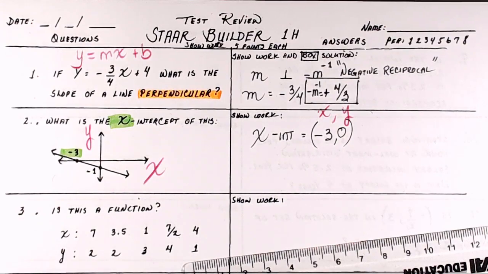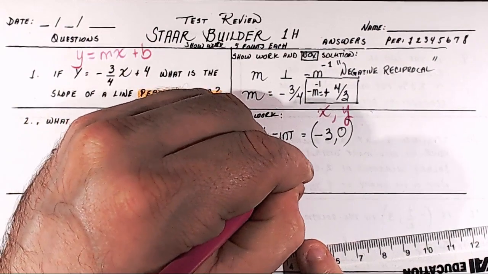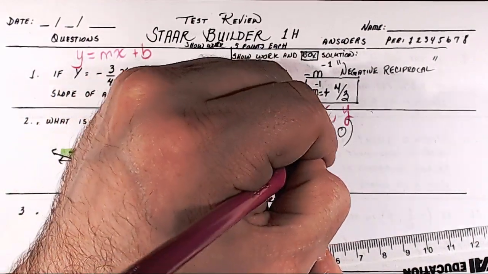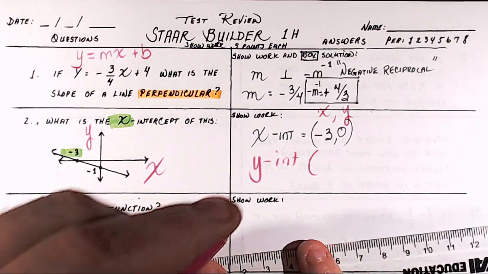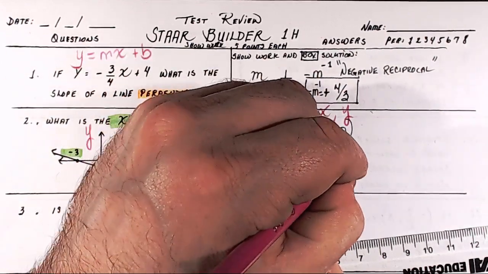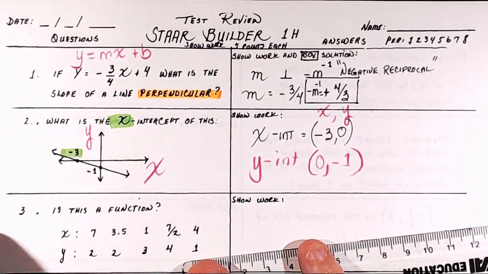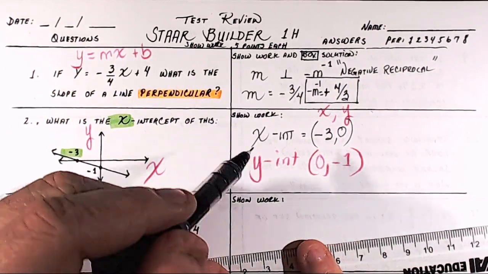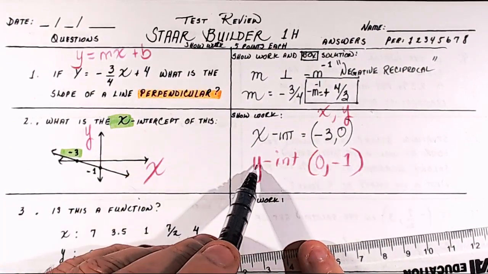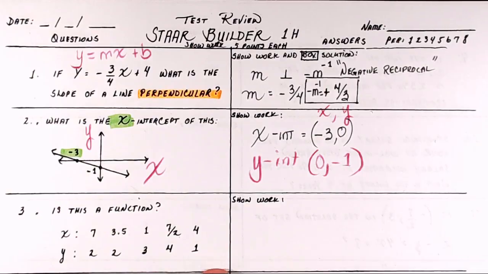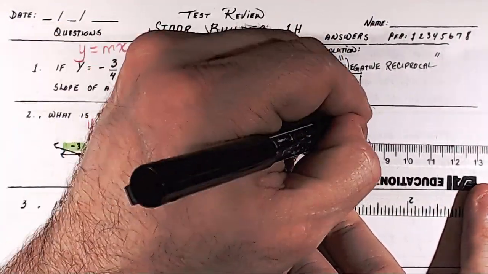Just for fun, what's the y-intercept? This isn't asked for, but the y-int, the coordinates of the y-intercept are 0, comma, negative 1. So when you're looking for the x-intercept, y is always 0. When you're looking for the y-intercept, x is always 0. Just an interesting observation. This is your answer.